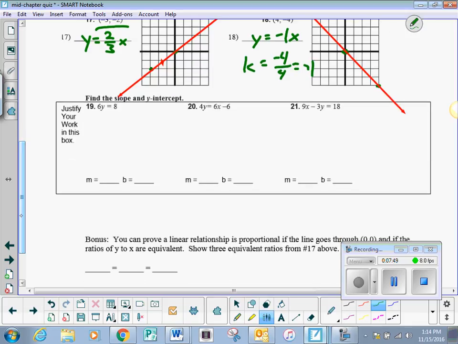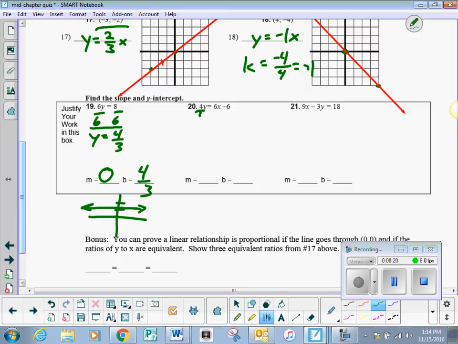You have to just get y alone to find your slope and y-intercept. Here, when you divide by 6, what do you get? y equals 4/3. What kind of line is that? Horizontal, right? When y equals a number, it's horizontal. What's the slope? 0. What's the y-intercept? 4/3. That means that 1 1/3 is where it crosses the y-axis.